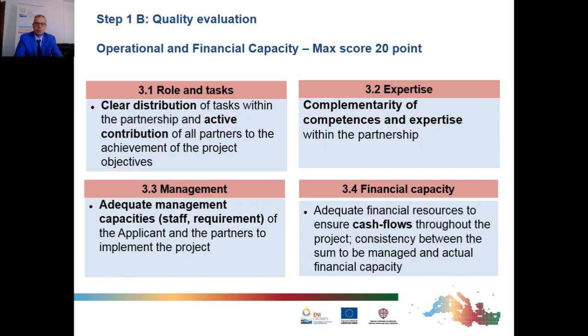The third section of the quality evaluation is the operational and financial capacity. Once again, we have a maximum score of 20 points, this section having 4 criteria as well. The first criterion under this section concerns the role and the tasks of the partnership, and there must be a clear distribution of the tasks within the partnership, as well as demonstrated active contribution of all partners to the achievement of project objectives.